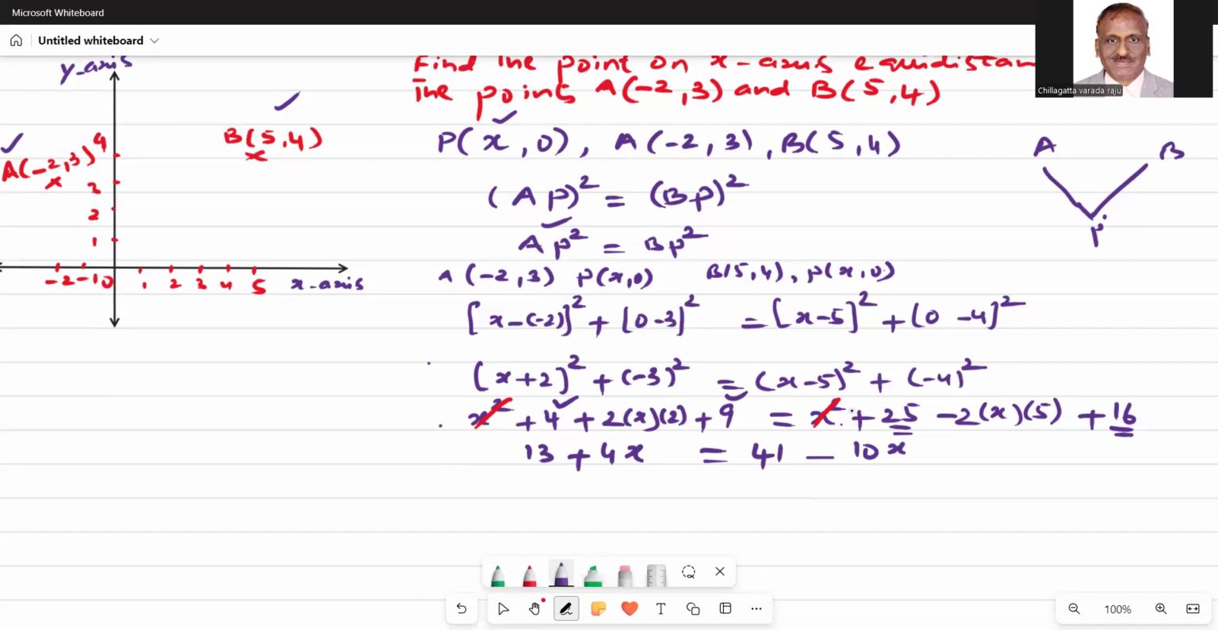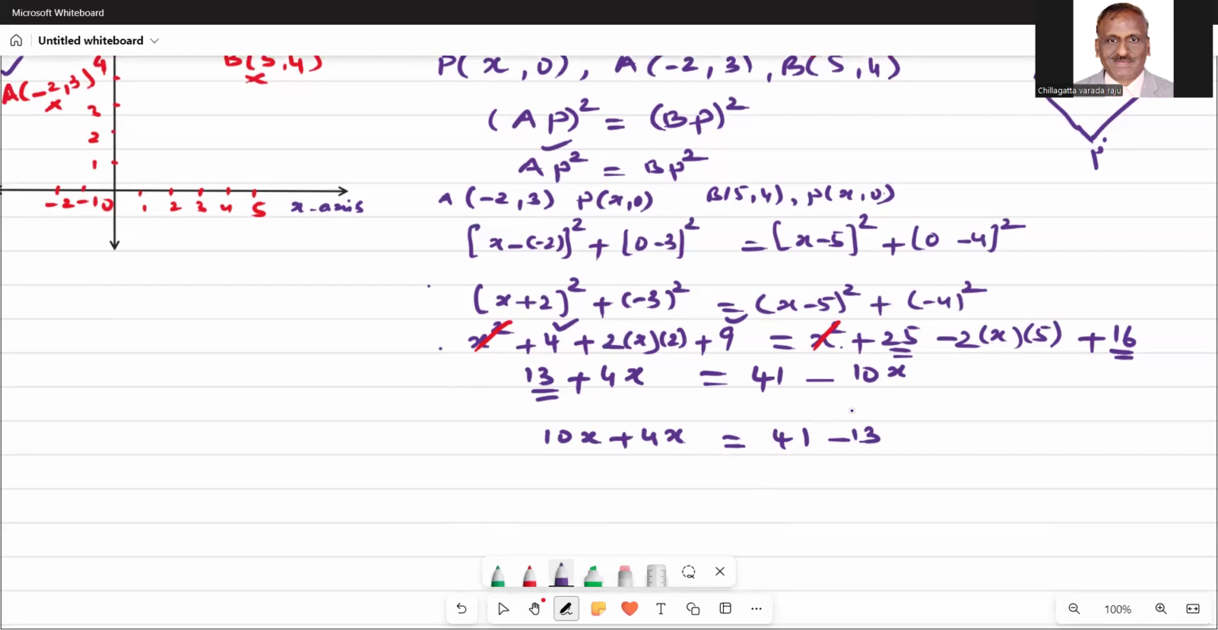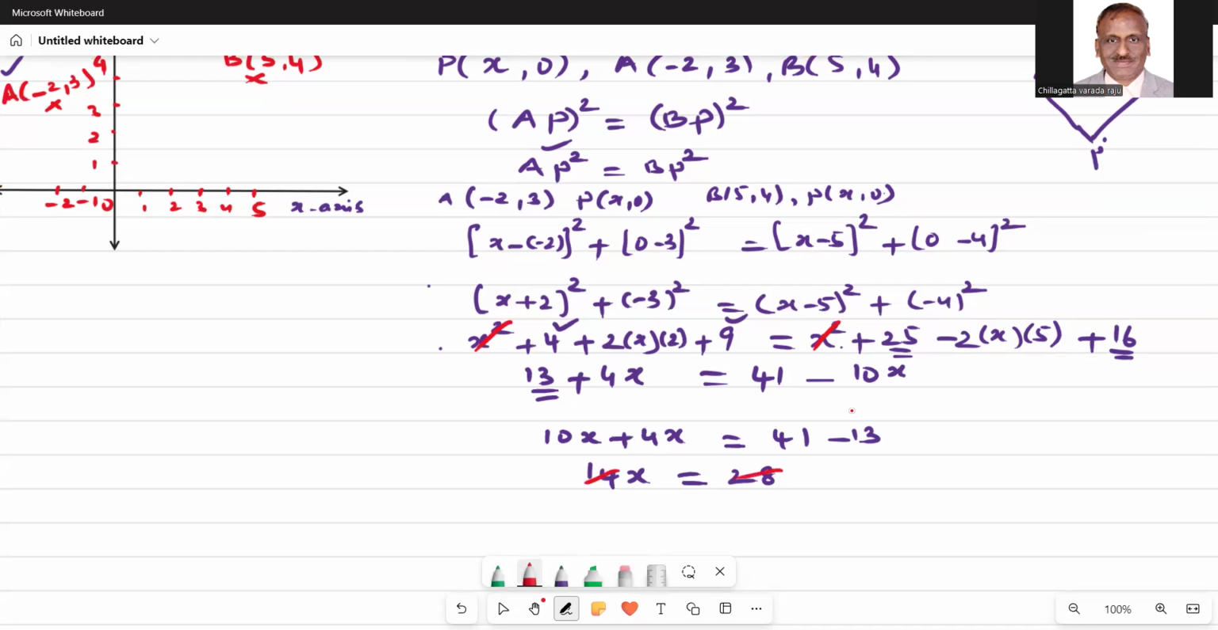So bring the like terms to one side. What I will do here, minus 10x, I will bring it to LHS. It will become plus 10x. Plus 4x will be as it is in LHS. And plus 41 in RHS same. I am taking plus 13 to RHS, minus 13. So what is the difference of this? 10x plus 4x is equal to 14x, is equal to 41 minus 13. 11 minus 3, 8. And 3 minus 1, 2. So that means 14 divides 28 how many times? 2 times. So what is the value of x we got now? X is equal to 2.